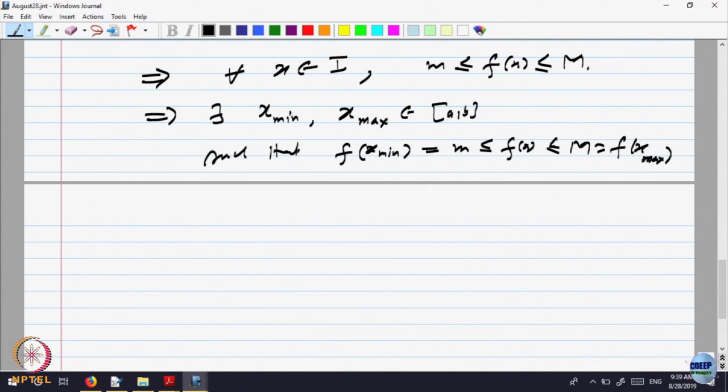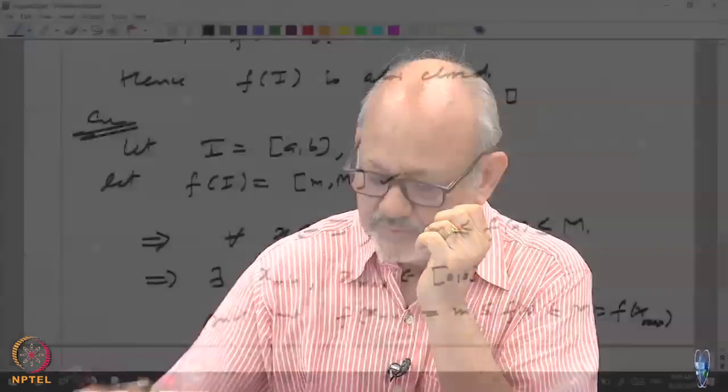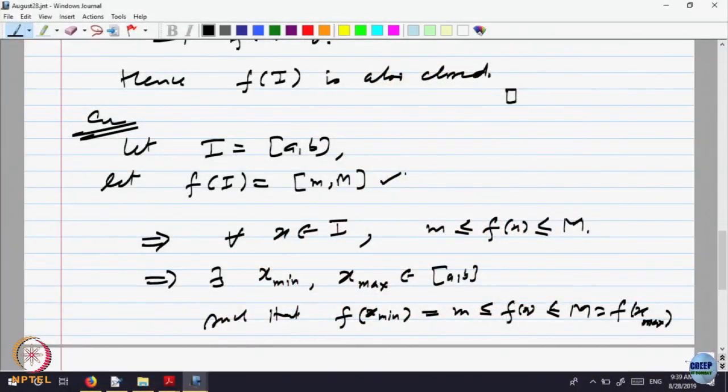Is that clear? I am just reinterpreting that result. If the domain is a closed bounded interval [a, b], we just now proved the range must also be a closed bounded interval. So, if the domain is [a, b] and the range is [m, M], what does that mean? That means every value of the function is between small m and capital M. That means the function is bounded.